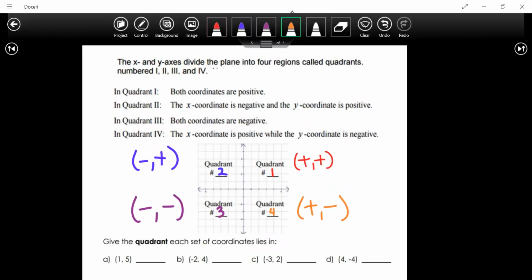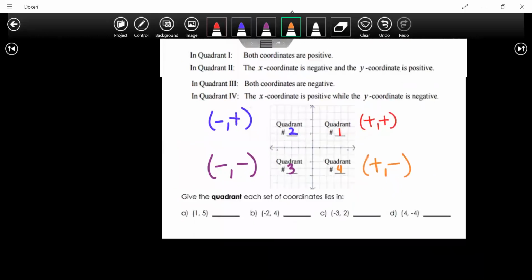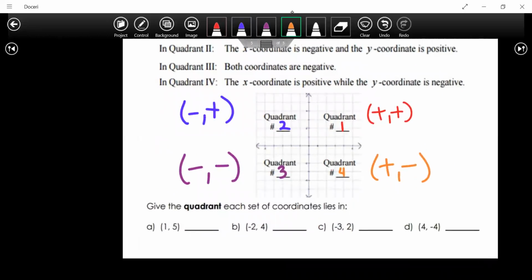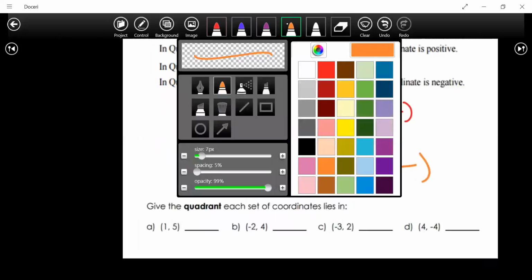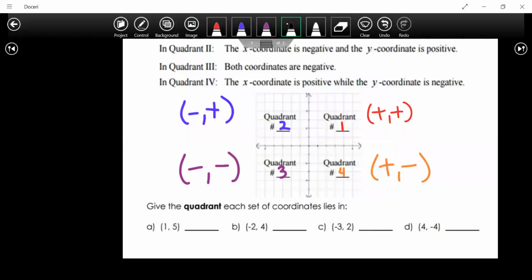Whenever we're looking at quadrants, I always try to just picture where they're at. In this case, for our first one, I want to be able to see that we're going to go to the right by 1 and up by 5. So go right 1 and up 5 tells me it's going to be in quadrant number 1.